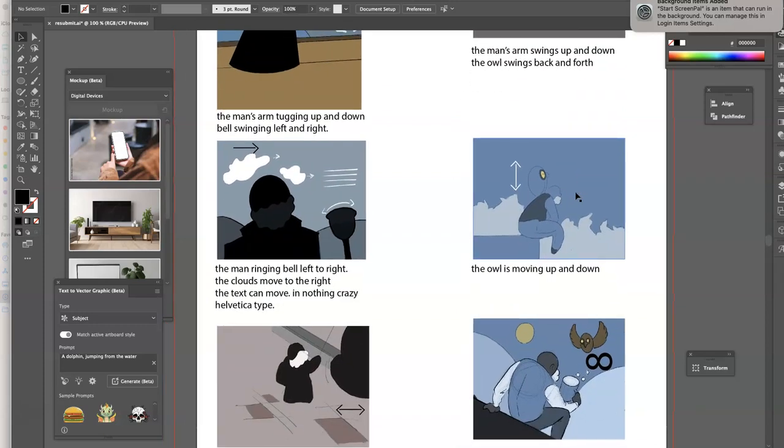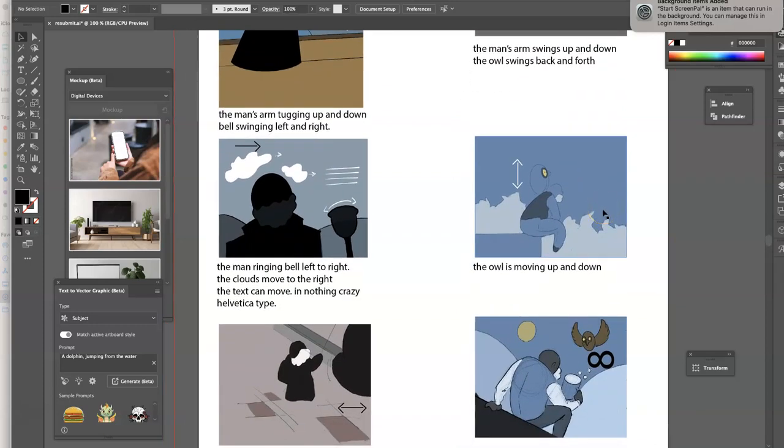Another one, I thought of a different angle where he's sitting there. The bird's kind of like on his shoulder. I could kind of have it move up and down.